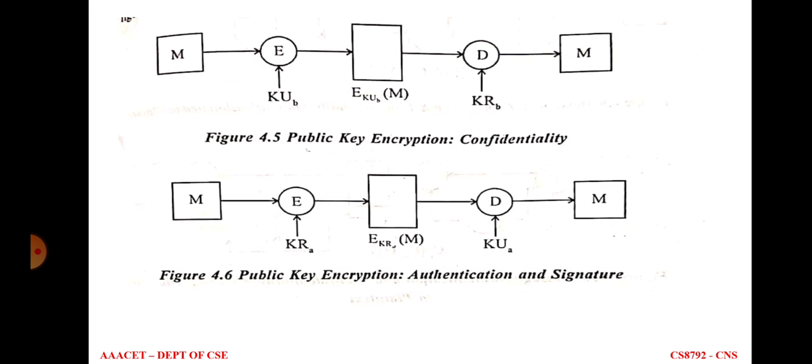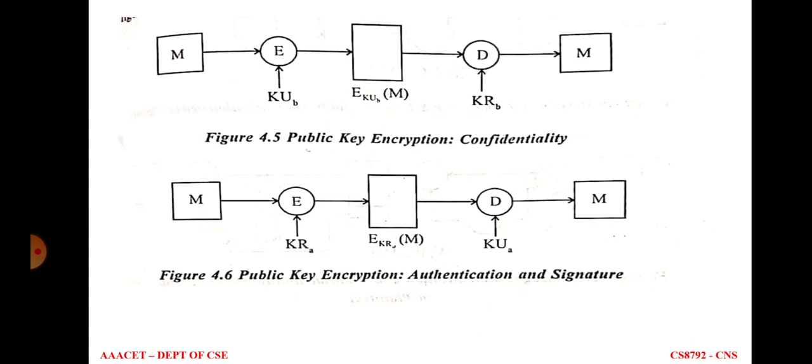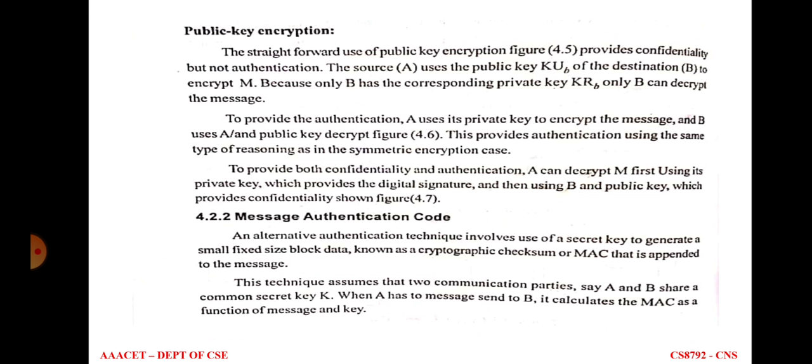So you can clearly see that in the first diagram and second diagram there is only one encryption process and one decryption process, but in the third figure you can clearly see that they perform two encryption processes and two decryption processes for maintaining both confidentiality and authentication. So this is the process of public key encryption.